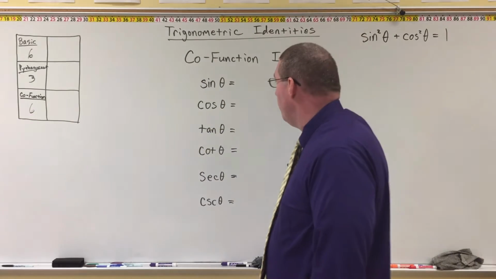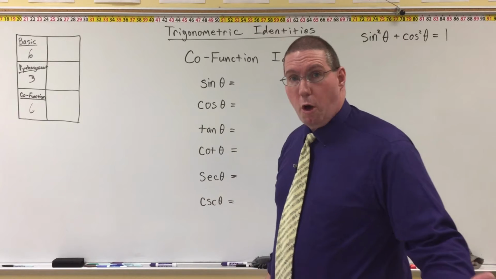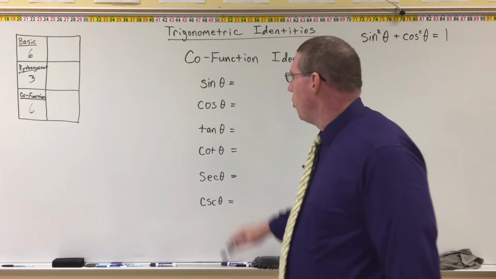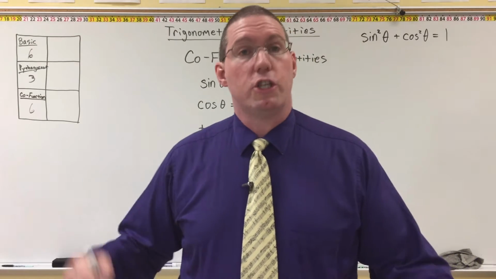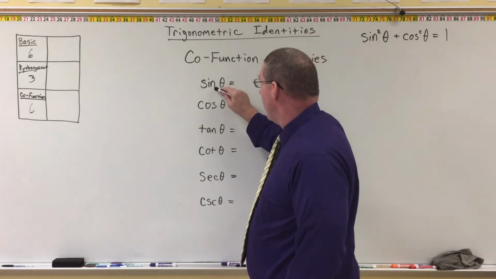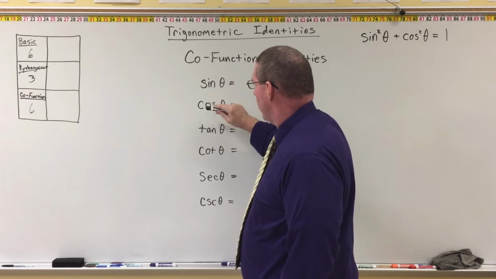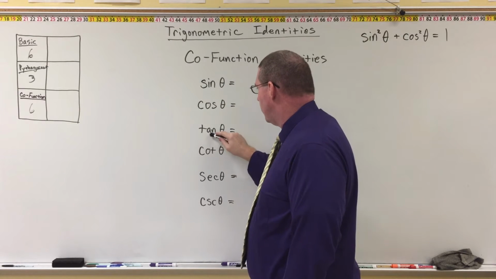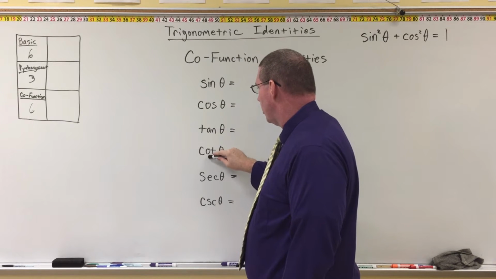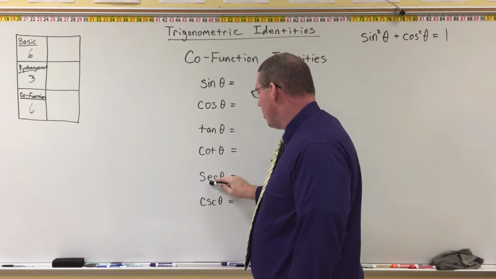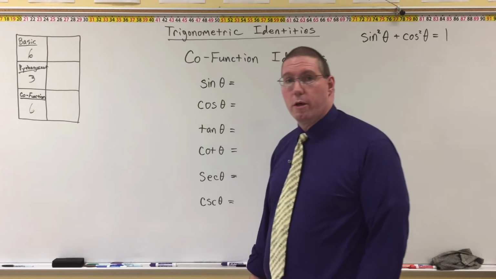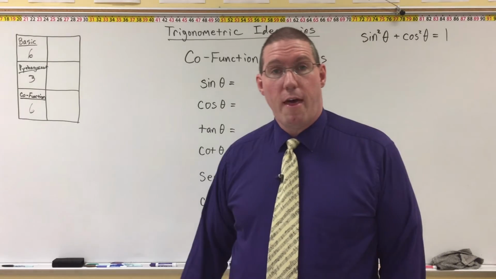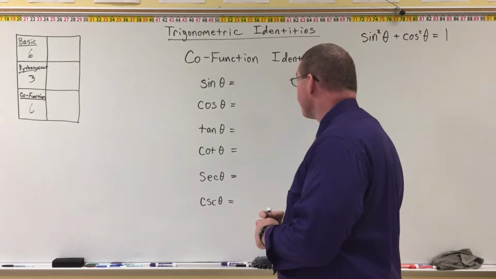So, what is the co-function for sine? Cosine. Well, then you might be asked, what is the co-function for cosine? Well, it's not cosine, it's just sine, right? So sine is going along with cosine, and cosine is going along with sine. Tangent is going along with cotangent, and cotangent is going along with tangent. Secant is going along with cosecant, and cosecant is going along with secant, okay? They are co-functions, all right?